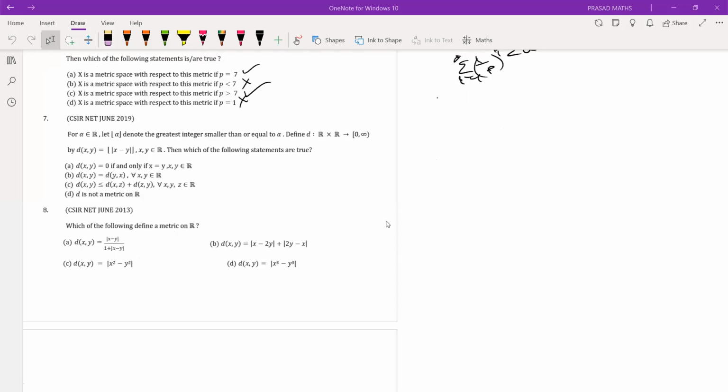Alpha is a real number, and this is a step function, the greatest integer function, the greatest integer less than or equal to alpha, and d is a function defined like this. Which of the following statements are true?